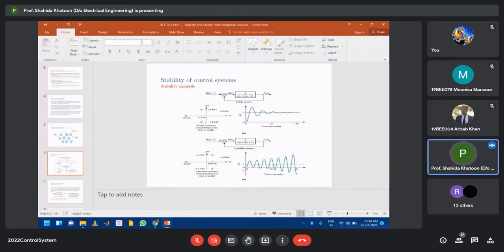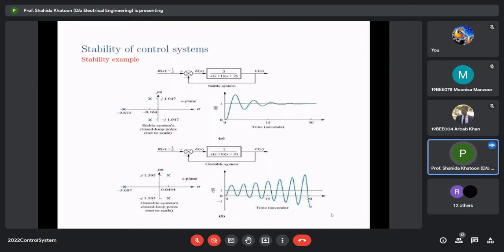Take a numerical example and try to understand it in a better way. Suppose this is your system with R(s) equal to unit step, 1 by s, and the transfer function is given by 3 upon s(s+1)(s+2), and it is a unity feedback system. This is the open loop transfer function, so the closed loop transfer function will be G(s) upon 1 plus G(s)H(s), where H(s) is 1, so G(s) upon 1 plus G(s).